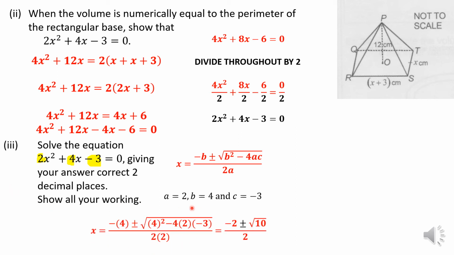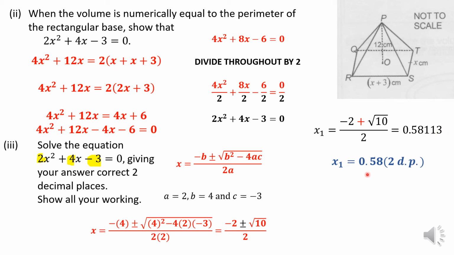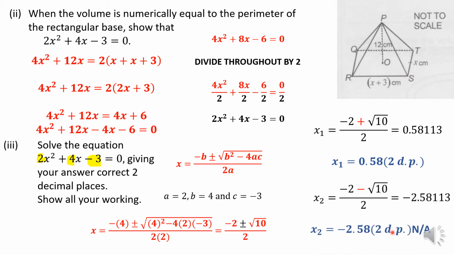When you punch them into the formula, you see that I have a plus and a minus here because I'm going to get two values. When it's positive, I get 0.58113 and so on. Then I give my answer to two decimal places. Also, mind you, the value of x is a distance, and a distance cannot be negative. So this particular answer here, I'm not going to consider it, because x cannot be negative 2.58 as it's a distance of a rectangle. So it does not work. If there is a follow-up question, I'm only going to use this answer of 0.58 for the value of x.